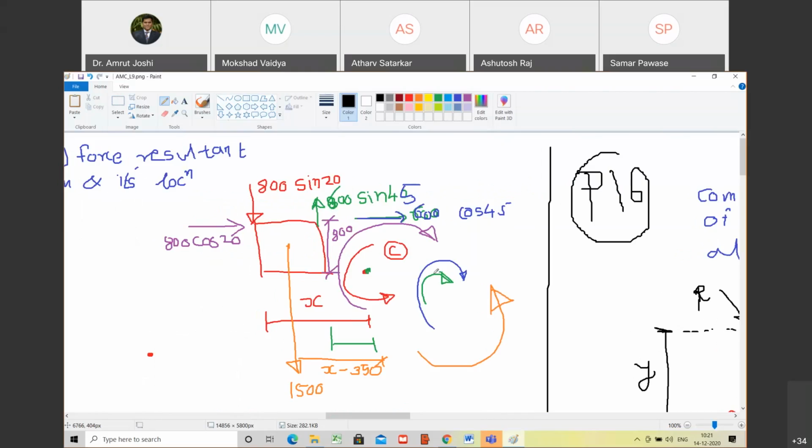Varignon's theorem. So I will reiterate the statement of Varignon's theorem. Algebraic sum of moments of all the forces acting on a body about a particular axis passing through a point under consideration must be same as moment of resultant of that force system about the same axis passing through the same point under consideration. Are you with me? Yes, sir. Okay.